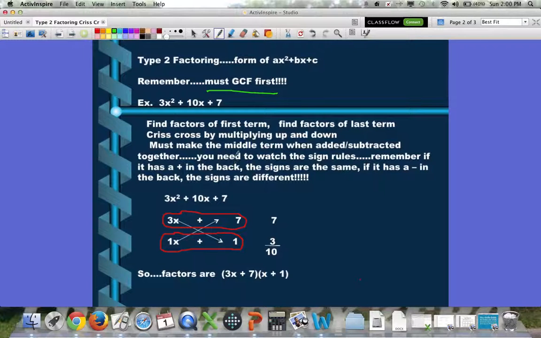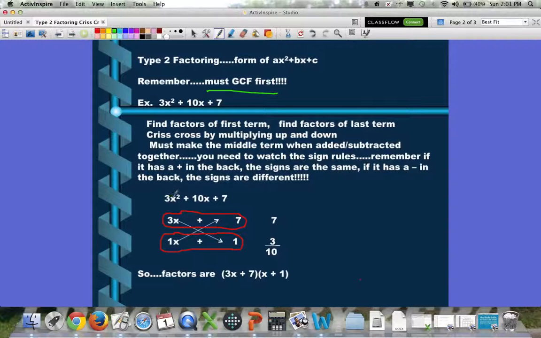You need to watch the sign rule. On this particular problem, 3x squared plus 10x plus 7, the plus in the back means they are the same sign, and the plus up front tells us both are going to be positive. You have to watch those sign rules, otherwise you could get the wrong answer even though you crisscrossed right. Remember, if it's a plus in the back, same sign. If it's a minus in the back, the signs are different, so one will have to be a positive, one a negative.